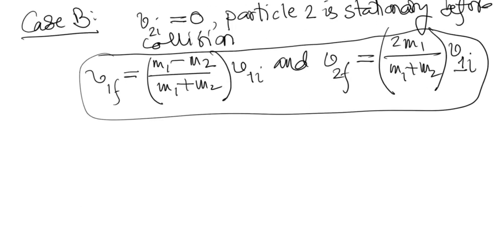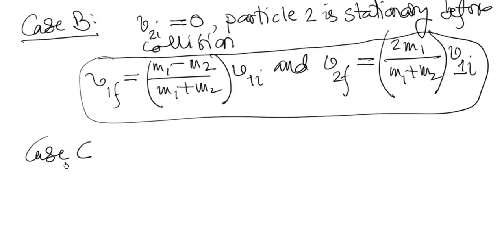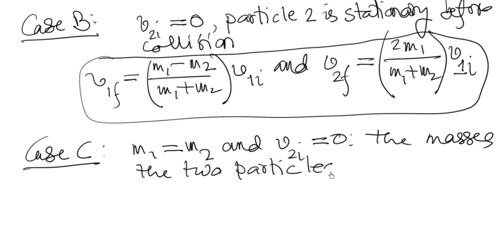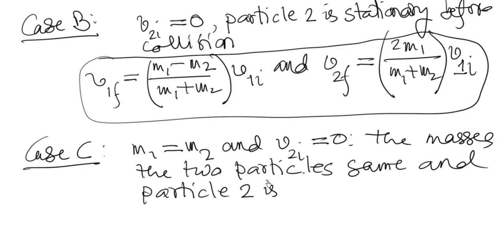Okay, now case C. m1 equal to m2 and v2i equal to 0. The masses of the two particles are the same, and particle 2 is stationary before collision.